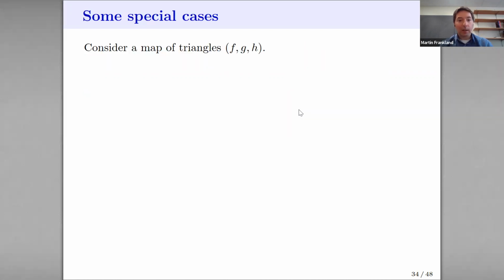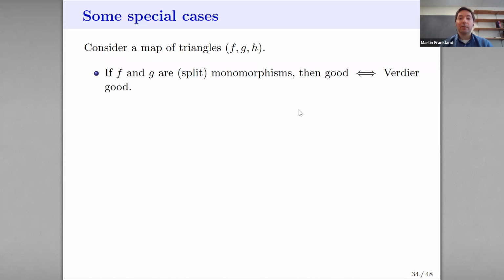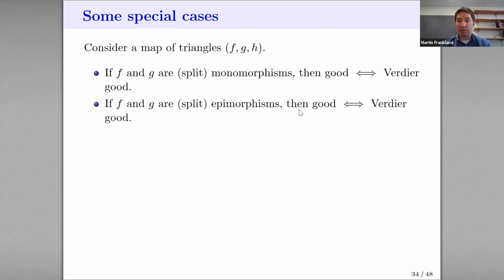Well, let's look at some known cases. If you look at a map of triangles where the first two components are monomorphisms and in a triangulated category that's automatically split, then the two notions do agree. Good is the same as Verdier good. And likewise for epimorphisms.